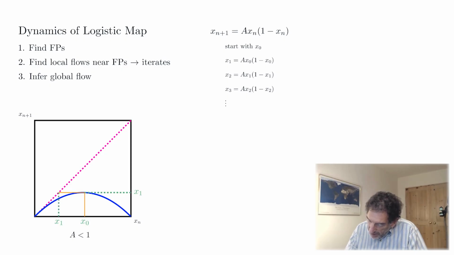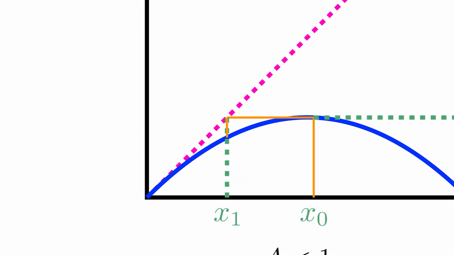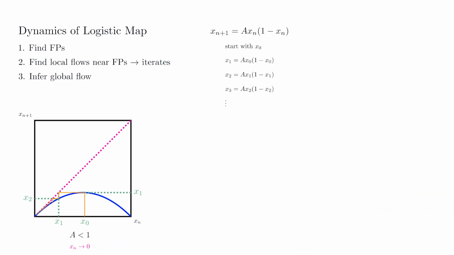And so now starting at x_1, we go to the function itself, and then to get x_2, we go to the 45-degree line, and we get x_2, and you can see that what's happening here is we follow a zigzag path that takes us quickly to the origin. So in this particular case, x_n goes to 0.